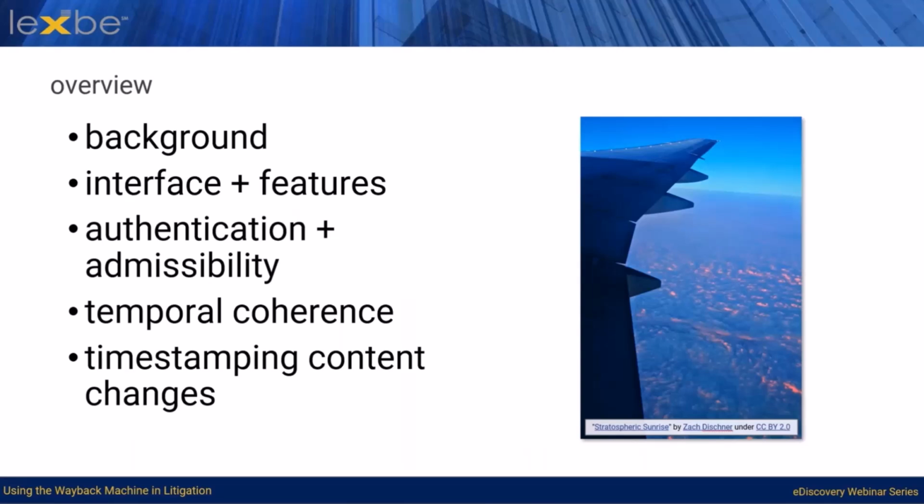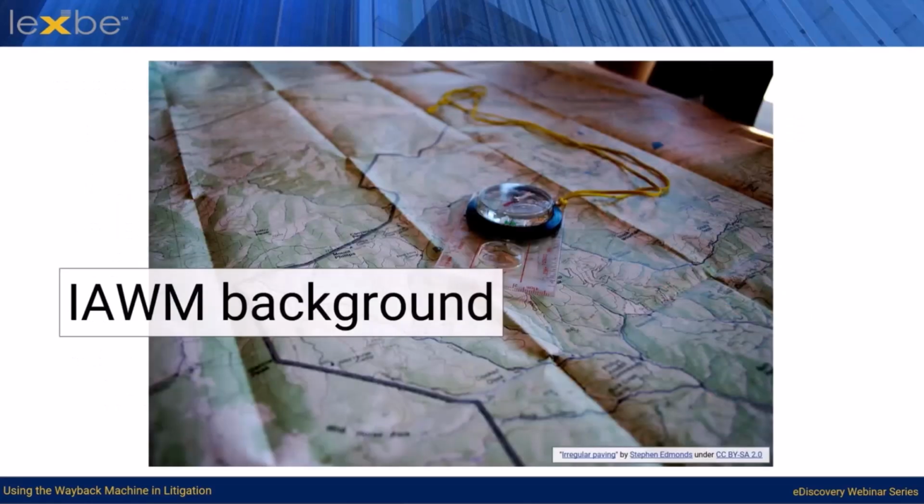Okay, with that introduction, here's a high-level overview of the remaining sections of this presentation. I'll start with some background on the Internet Archive and the Wayback Machine, then move on to Wayback Machine interface and features, then cover considerations for the authentication of evidence from the Wayback Machine. I'll move on to interpreting temporalized web content and a brief overview of techniques for timestamping web content changes. I'll finish with a wrap-up. All right, let's get started.